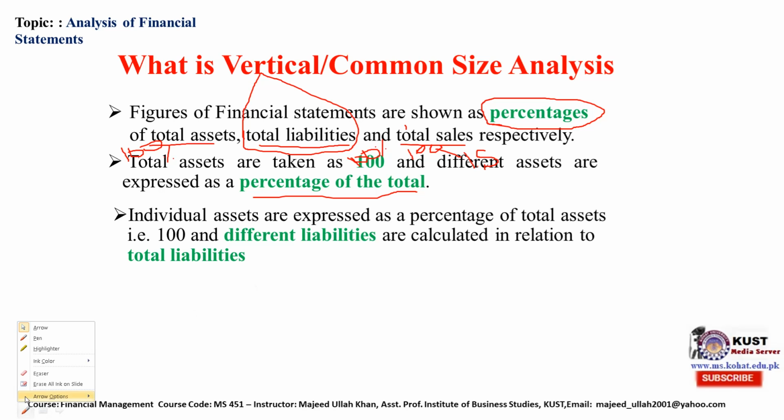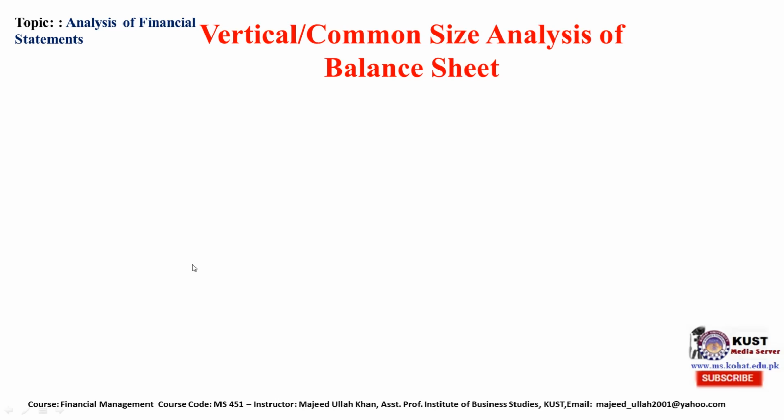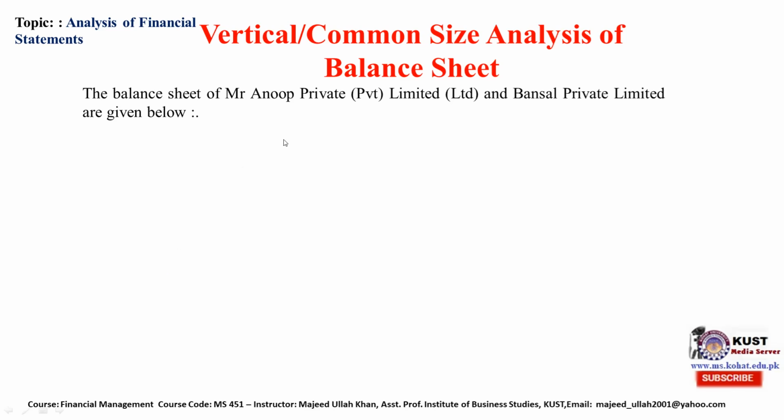Individual assets are expressed as a percentage of the total assets, for example 100, and different liabilities are calculated in relation to total liabilities, as discussed earlier. Now, vertical or common size analysis of the balance sheet. Here is an example of two companies that we will discuss.